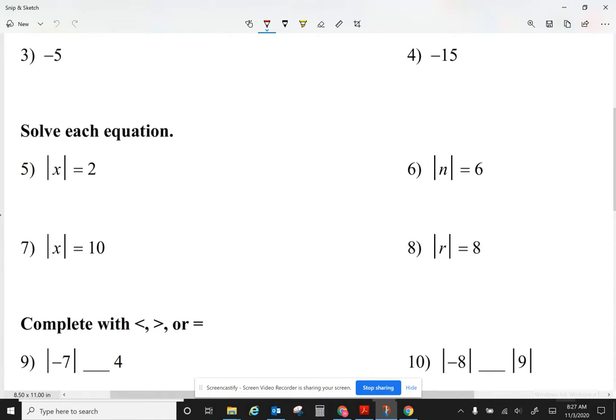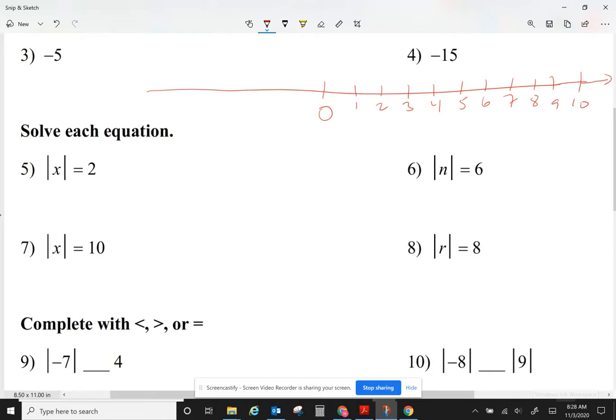Now, for question number 5, I'm saying I have a number. I'm calling it X because it could be any number. I have a number that is two spaces away from zero. So for that, to begin with, let me draw a number line starting with zero in the center. On the right of zero, I have my positive numbers. Let me go 1, 2, 3, 4, 5, 6, 7, 8, 9. Let me go up to 10. I could go as far right as I want to.